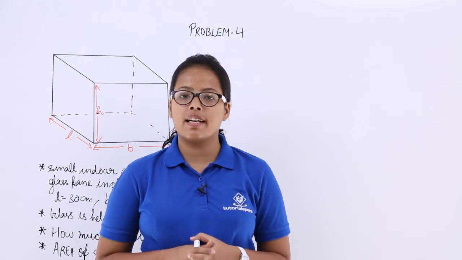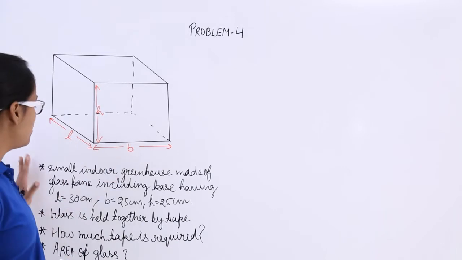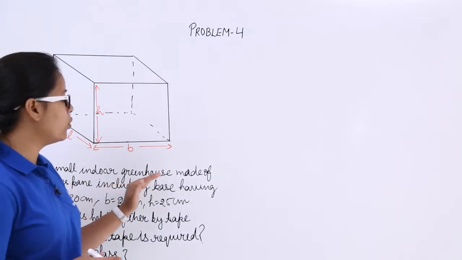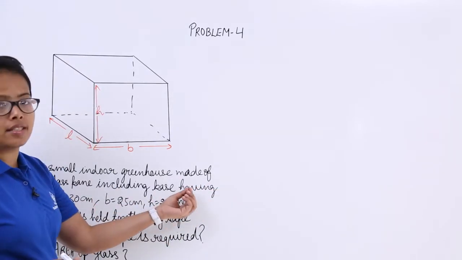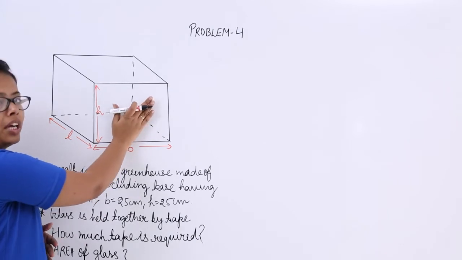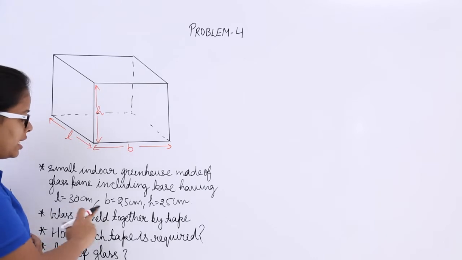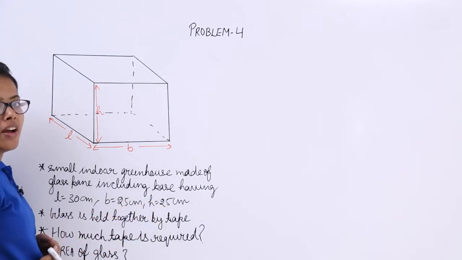Hello guys, let's take another problem here. Here you can see this is a box. Related to this box, it has been given that it is a small indoor greenhouse made of glass pane including base. So you can see this room is nothing but an indoor greenhouse having dimensions L equal to 30 centimeter, B is 25 centimeter and H is 25 centimeter.